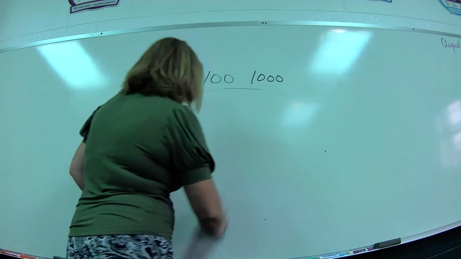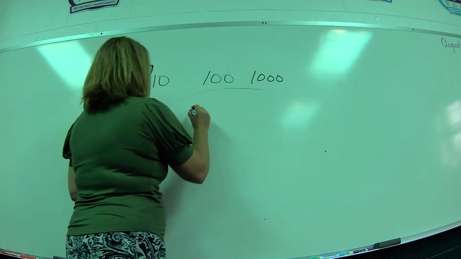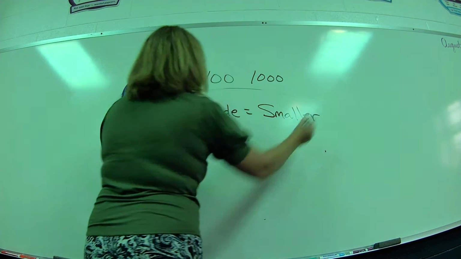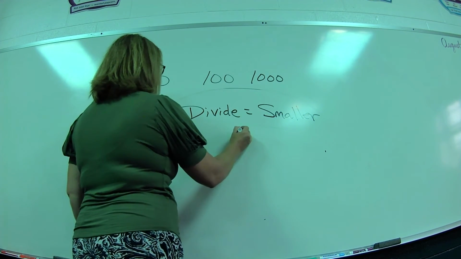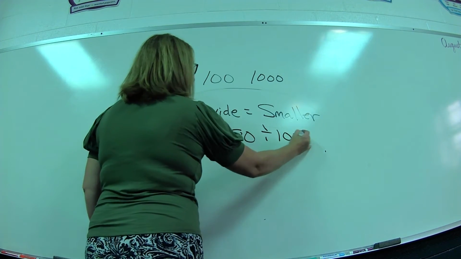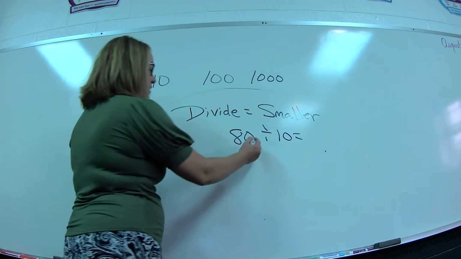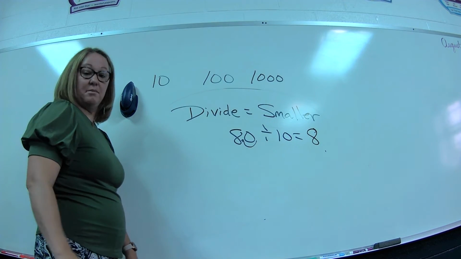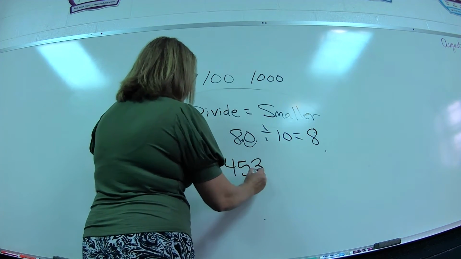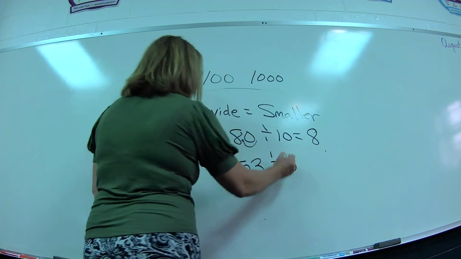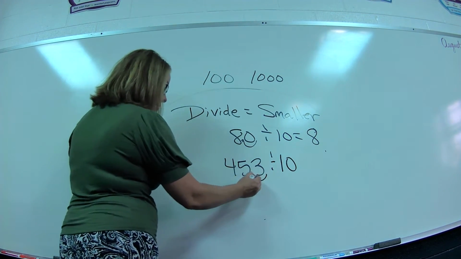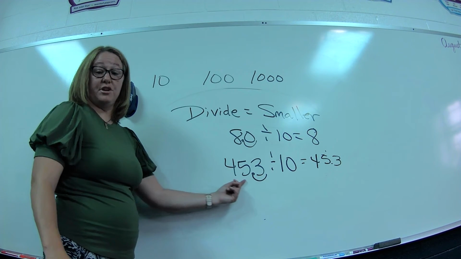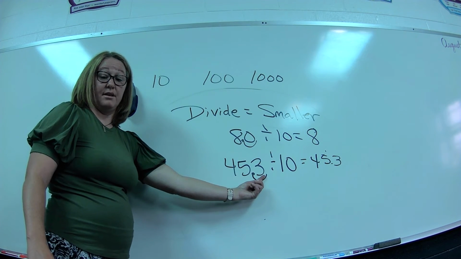All right, so now let's go to division. So we said divide equals smaller. All right, so let's start out with 80 divided by 10. We're going to get smaller. We're going to move the decimal one place, and we're going to end up with 8. All right, 453 divided by 10. Smaller, we're moving the decimal one place. Remember, 453 is a whole number, so I automatically know my decimal was right over here by the 3.